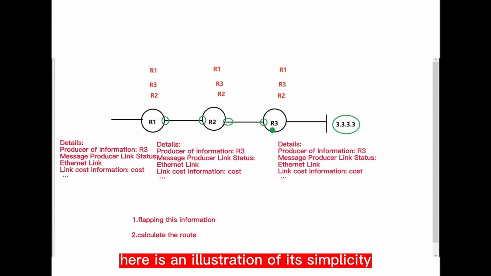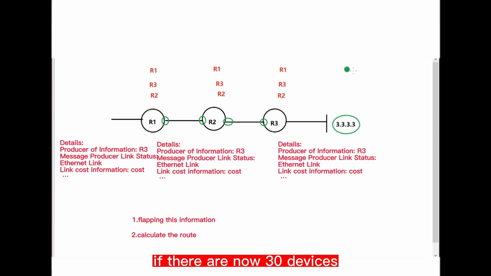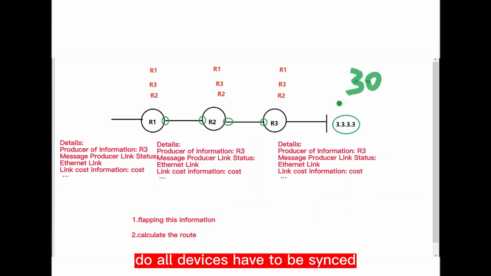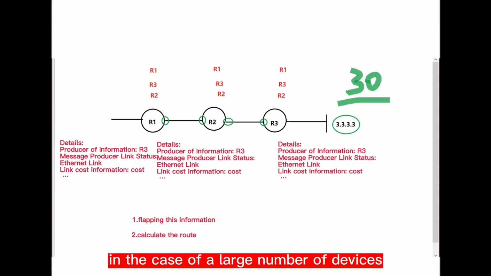Here is an illustration of its simplicity. So you see now there are 3 devices. We assume that there are 3 LSAs stored on each device. If there are now 30 devices, do all devices have to be synced? In the case of a large number of devices, may these routers receive so many LSAs? Where do they put this data?